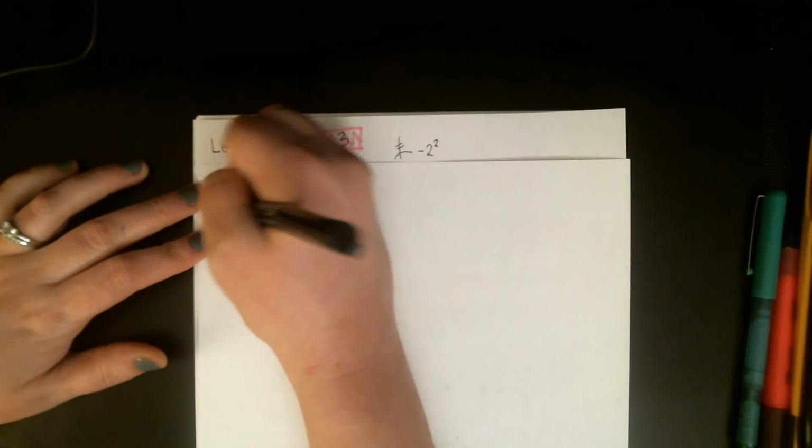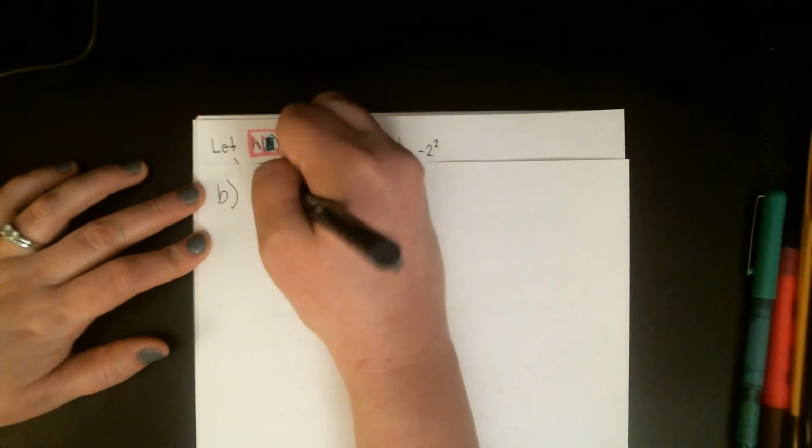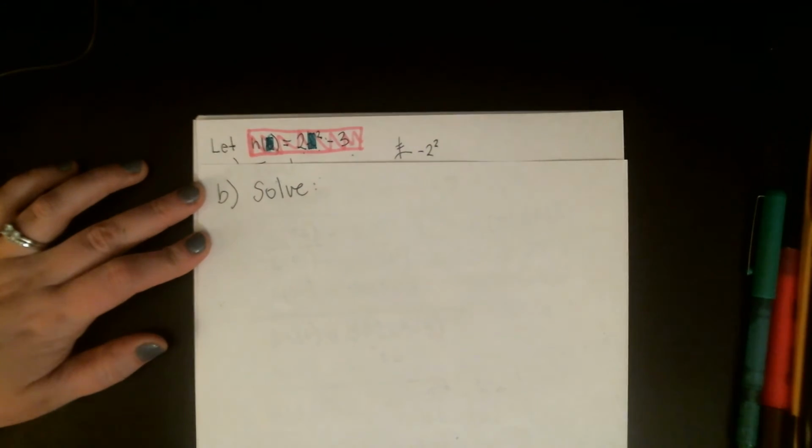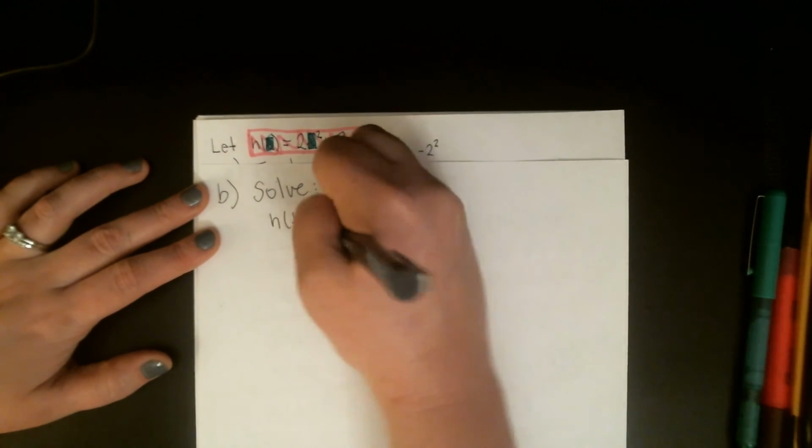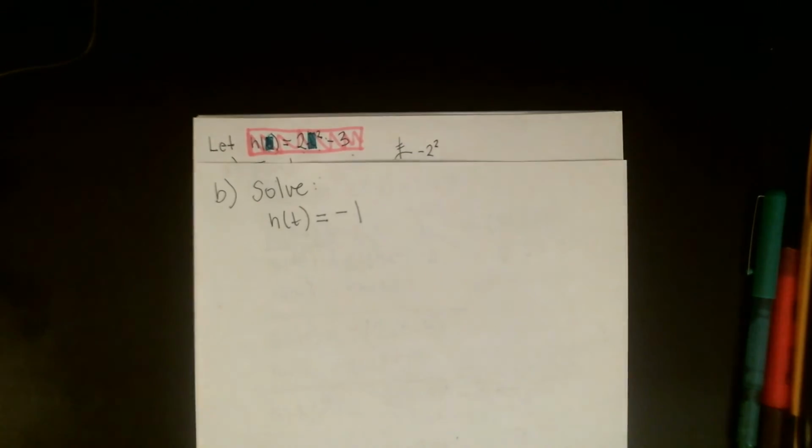We should also be able to do some solving. So just like with graphs and tables, I should either be able to give you inputs or outputs. If I give you outputs, the goal will be to solve for your input. So for example, I could ask you to solve h of t is equal to -1.